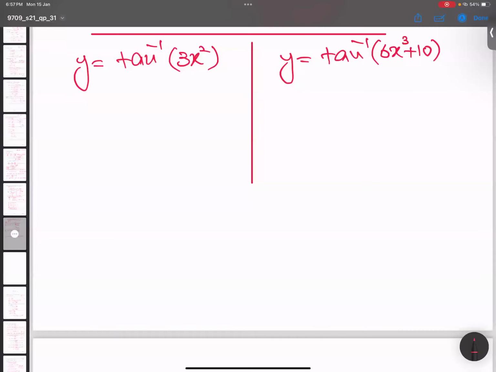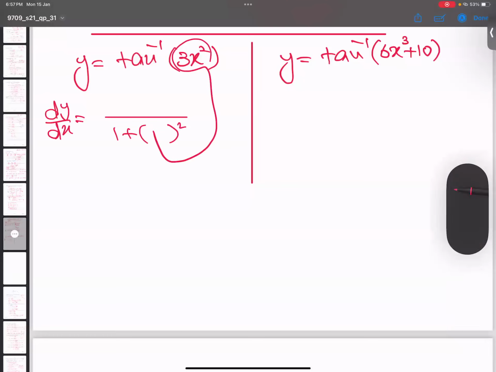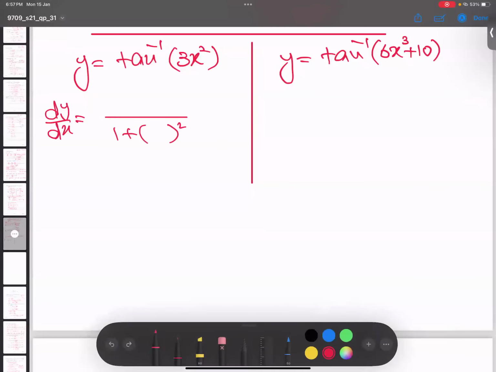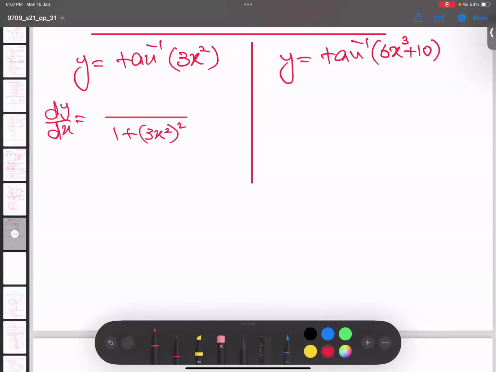Yes, student, you took a reasonable time. Starting now, Bismillah ar-Rahman ar-Rahim. What is the way of doing it? dy over dx, this whole thing: 1 plus angle square. The angle is this, and will come in brackets. 3x to power 2 comes here. In the numerator, the derivative of the angle: 2 goes down, 6, and power 1 less. Simplify slightly more: the square of 3 is 9, and x to the 4. You can stop here.